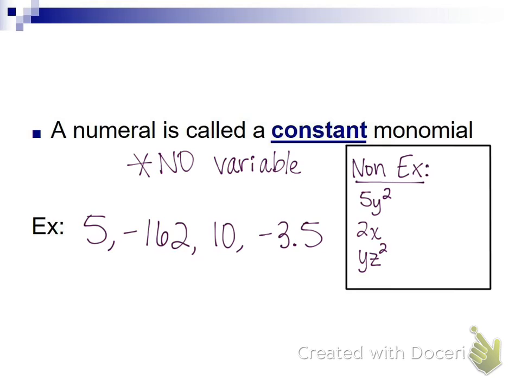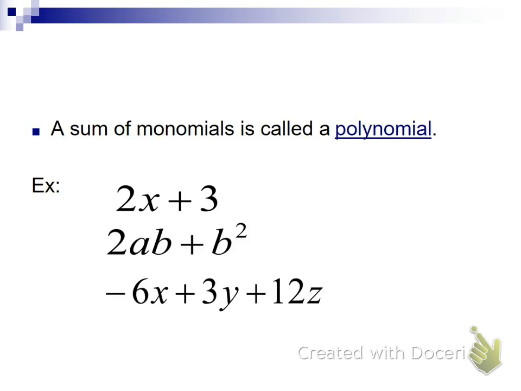Questions, concerns, need more time? We did this before. A sum of monomials is called a polynomial. Mono usually means one. Poly means many or more than one.